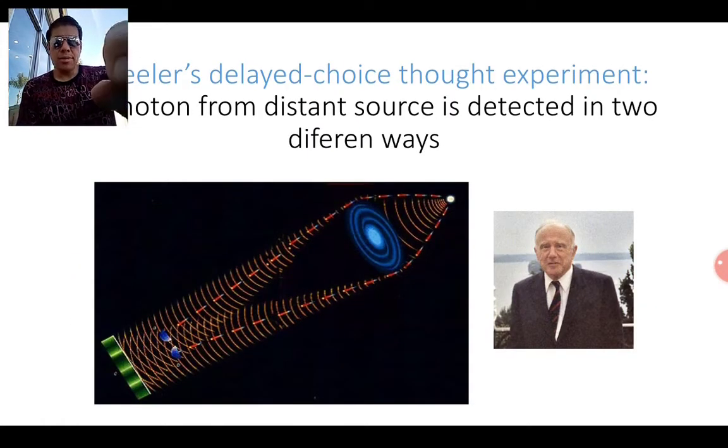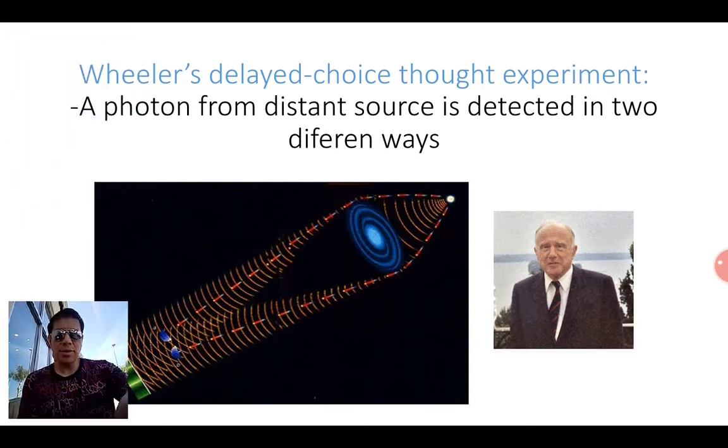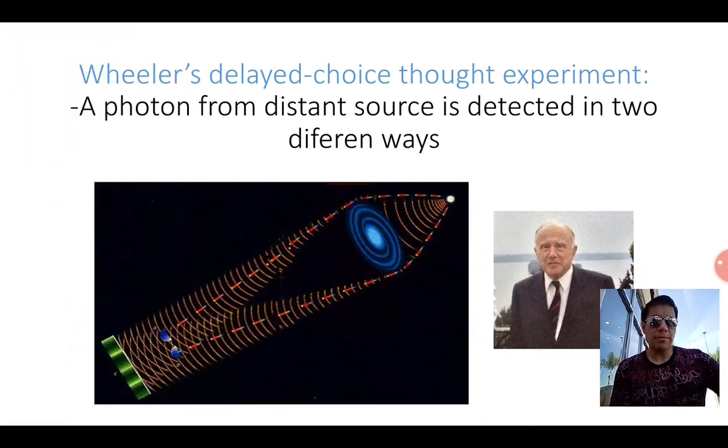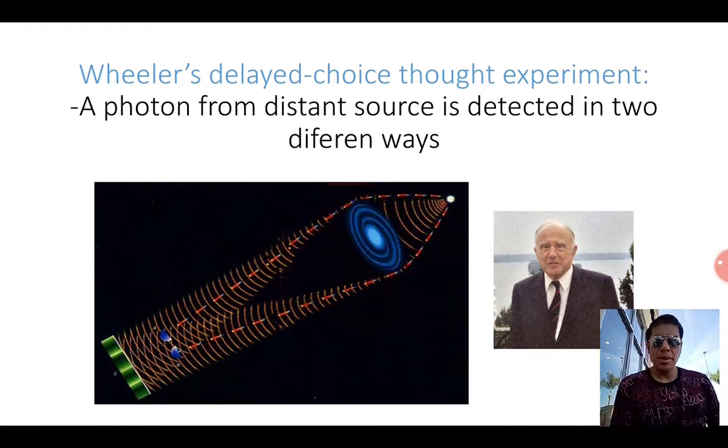So let's begin with the master, which is Wheeler, right here, right next to me. So here is Wheeler's delayed choice thought experiment. It started just with a thought that Wheeler came up with a long time ago. By the way, Wheeler was the thesis advisor of Richard Feynman, so he's a very, very intelligent guy. A photon from a distant source is detected on Earth. So here's a picture of what he conceived.